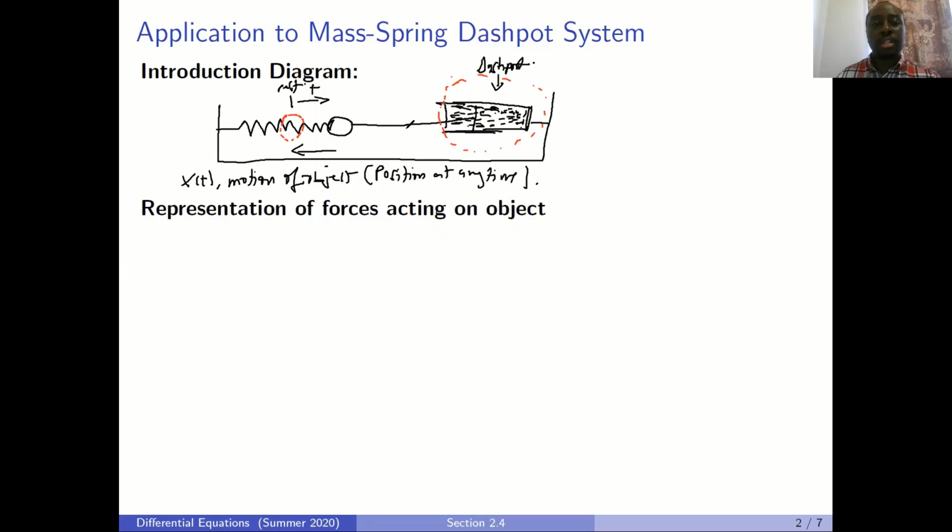And then we'll also look at a scenario where there is a dashpot mechanism that would act as some kind of damping factor to slow down the oscillation of the object.